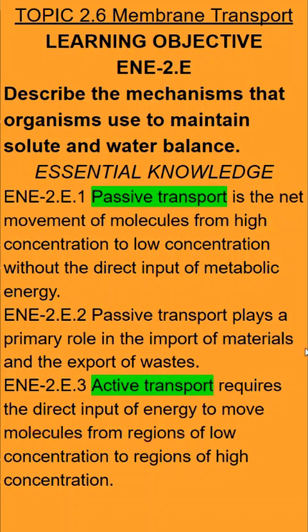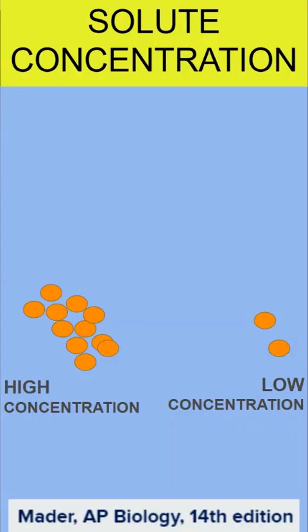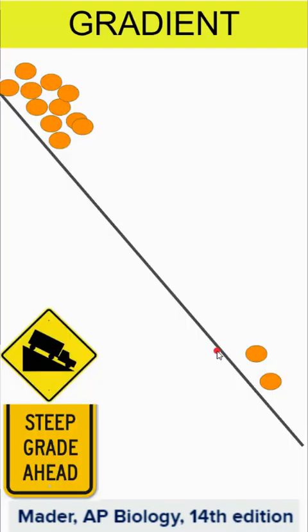Passive and active transport has to do with concentration gradients, and bulk transport involves endo and exocytosis. So first of all, solute concentration. Solute is just a substance suspended in water, and when we talk about concentration, we're talking about the amount. So high concentration has a lot of solute, low concentration has a little solute.